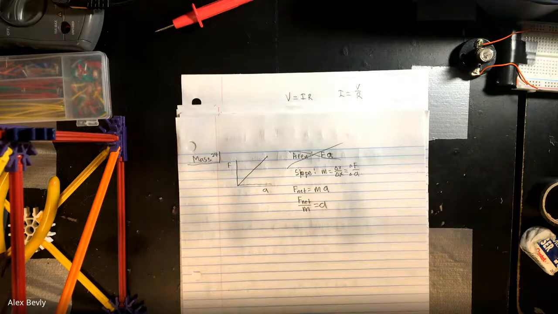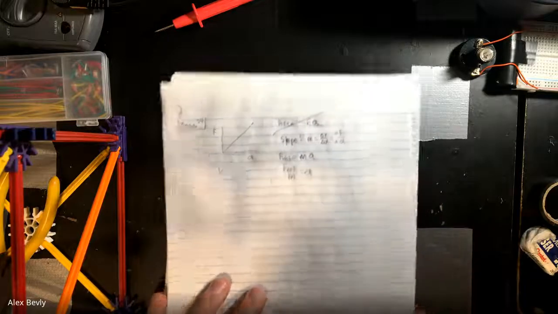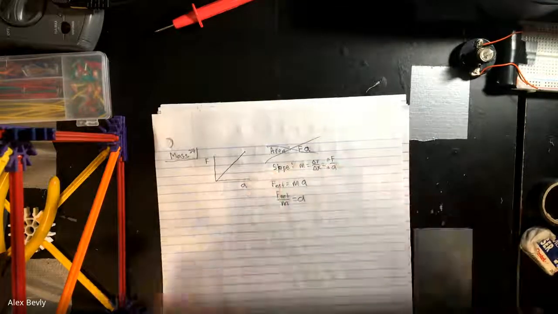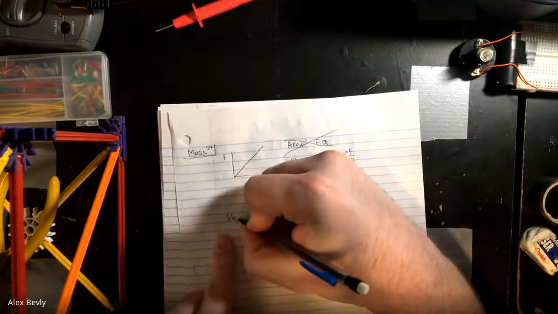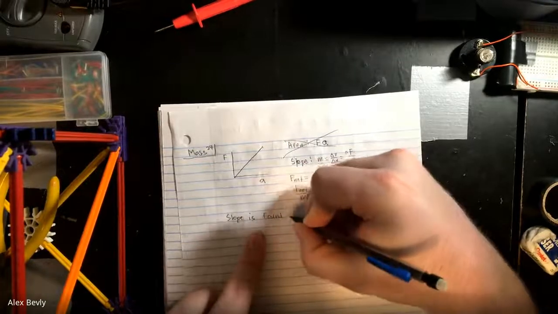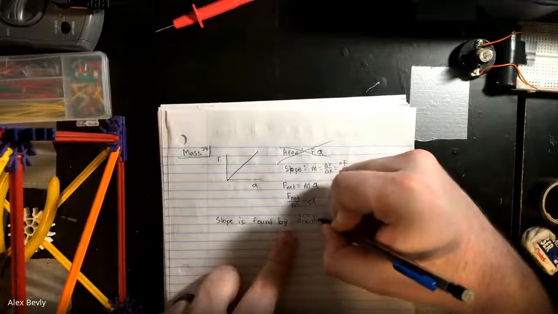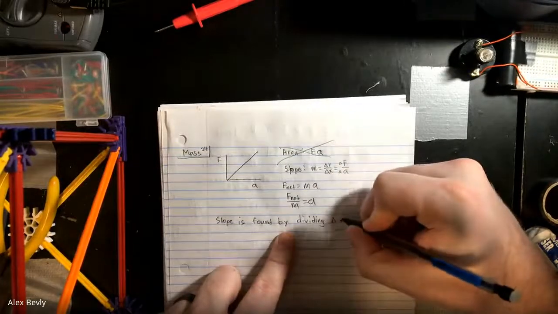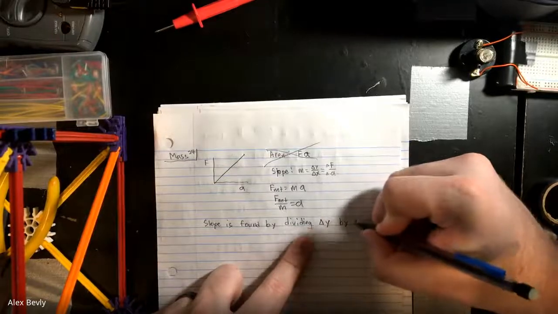And then we should put this into words. I wouldn't want to just write this equation here. We could say something like, slope is found by dividing the change in my y value by the change in the x value.